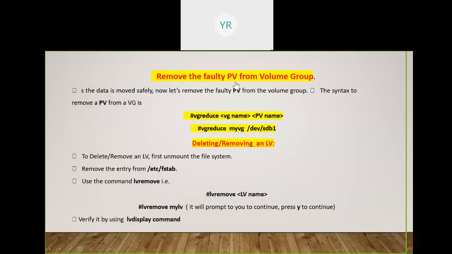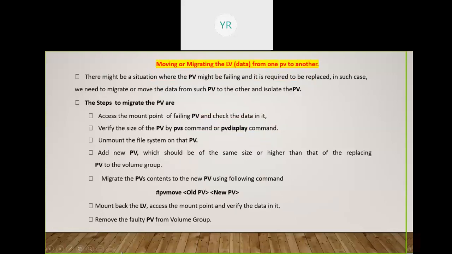To remove that PV, you need to use the command vgreduce, the VG name, and the PV you want to remove. I will show you in a practice session, and you will understand clearly.